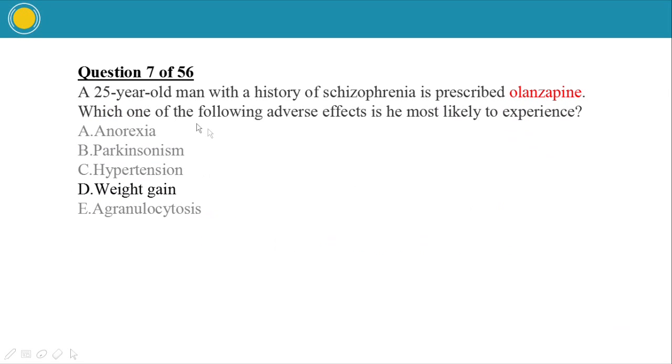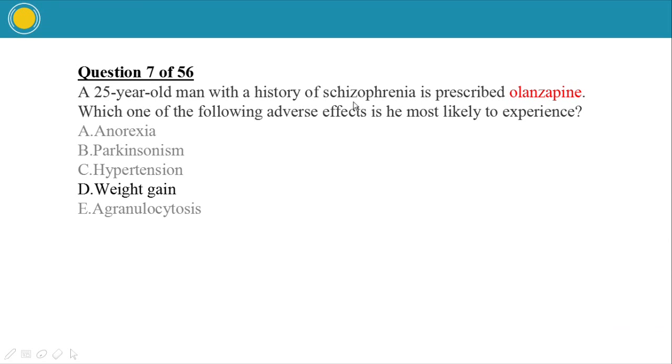Okay, question number 7. A 25-year-old man with a history of schizophrenia is prescribed olanzapine. Which one of the following adverse effects is he most likely to experience? This is asking for the most likely side effect of olanzapine. Let's take a look at the choices. A, anorexia. B, Parkinsonism. C, hypertension. D, weight gain. E, agranulocytosis.